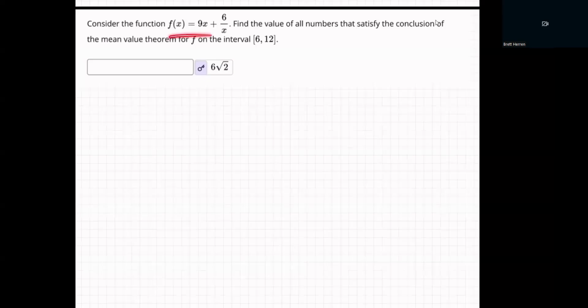On this one, they give us a function, and they say find the value of all numbers c that satisfy the conclusion of the mean value theorem. Okay, what does the mean value theorem say? Well, it says, first off, you've got to find the slope.